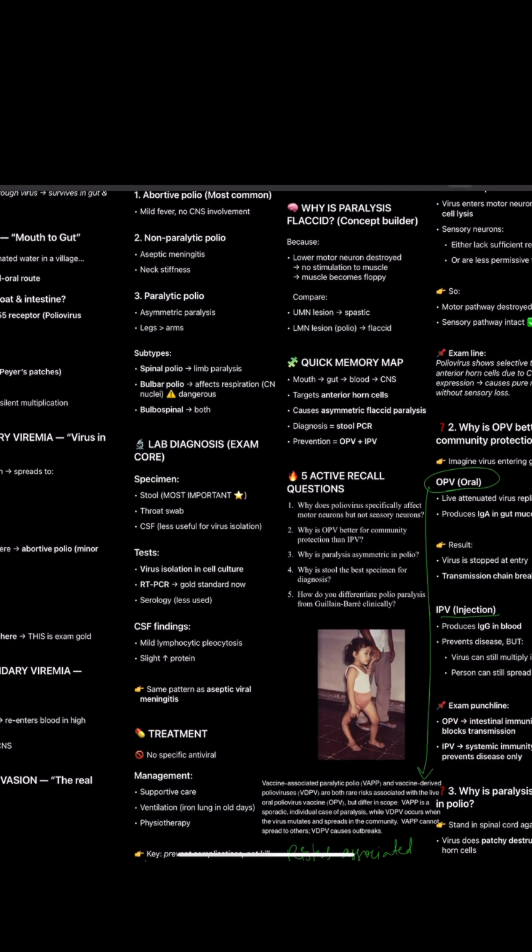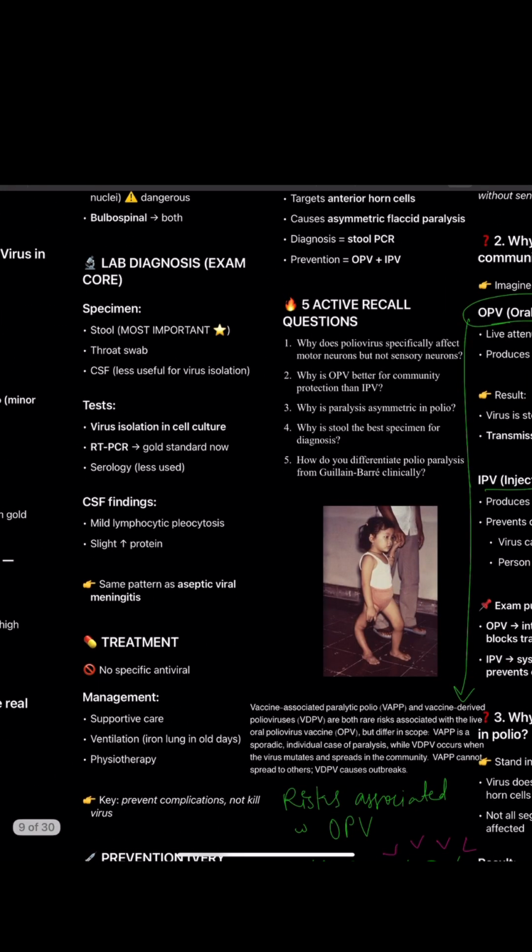Now the diaphragm is innervated by the vagus nerve, the 10th cranial nerve. Okay, now let us see lab diagnosis. Stool is most important. Throat swab and CSF are less useful for virus isolation. Tests are done in cell culture, and the virus is isolated. RT-PCR is the gold standard.